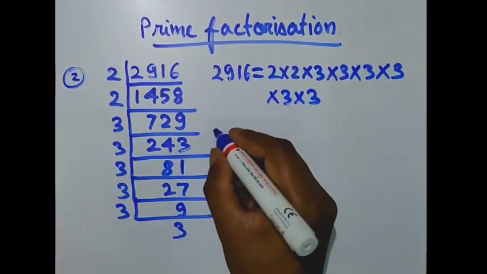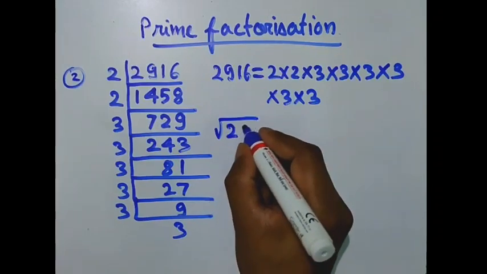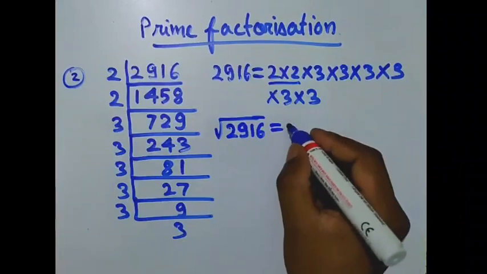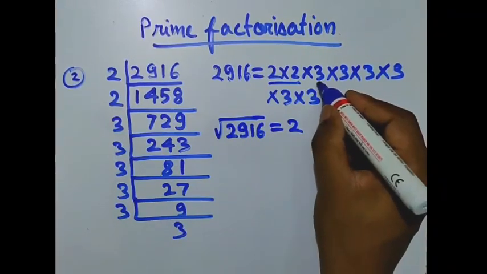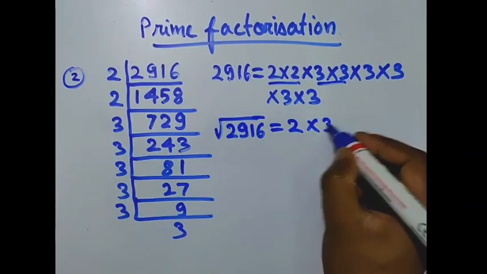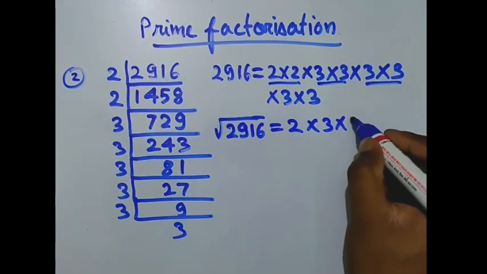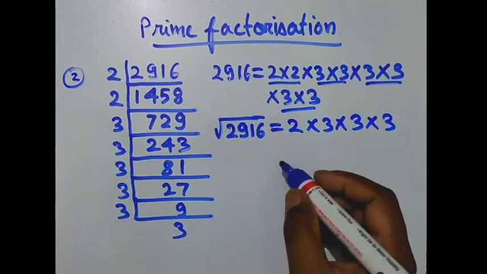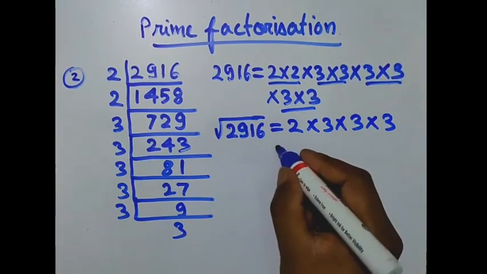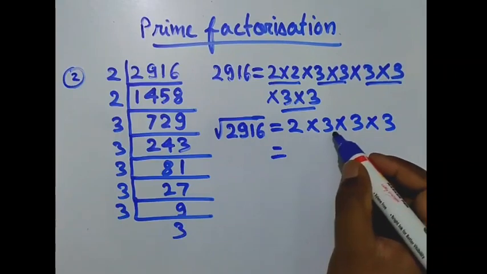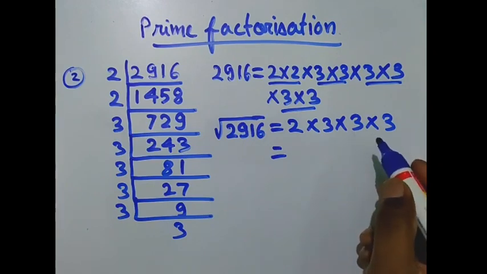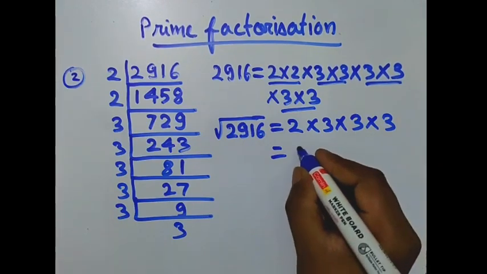Now to find the square root, we can simply pair them up. For each pair we'll write them once. So here is one pair of 2, one pair of 3, one more pair of 3, then the last pair of 3. So the result will be 2 times 3 is 6, 6 times 3 is 18, and 18 times 3 is 54.